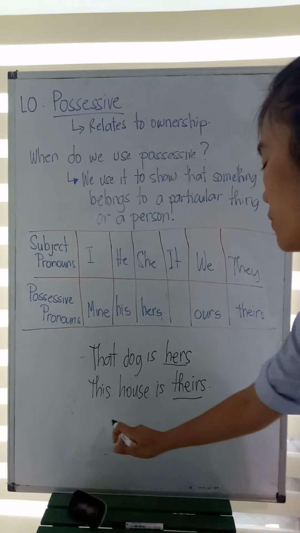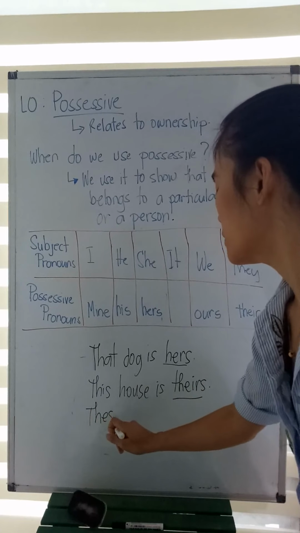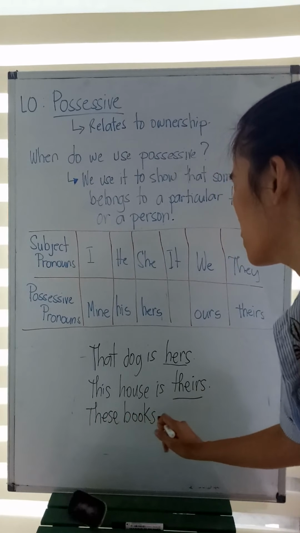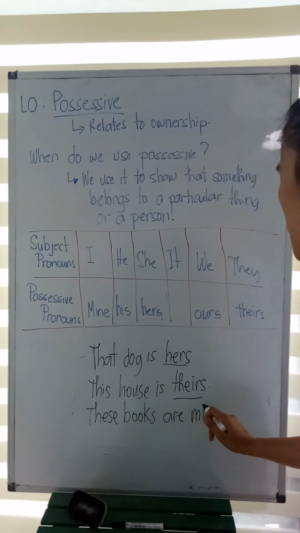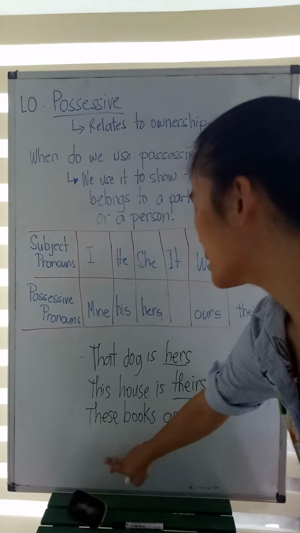Let's say, these books are mine. Again, you will find it at the end of the sentence. These books are mine.